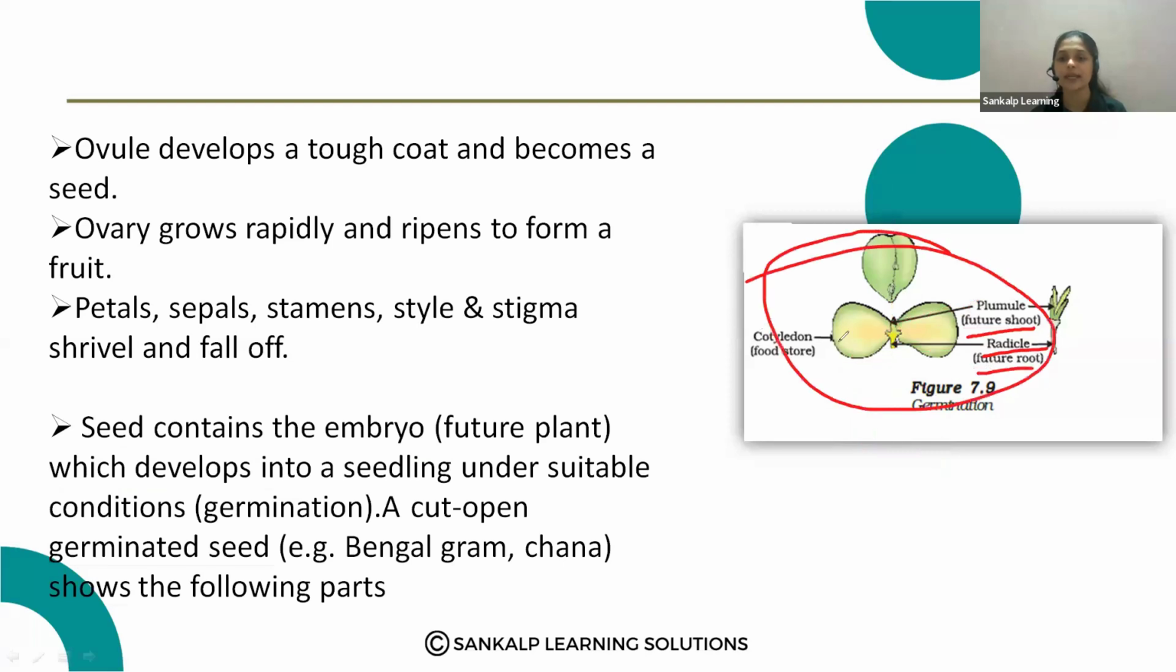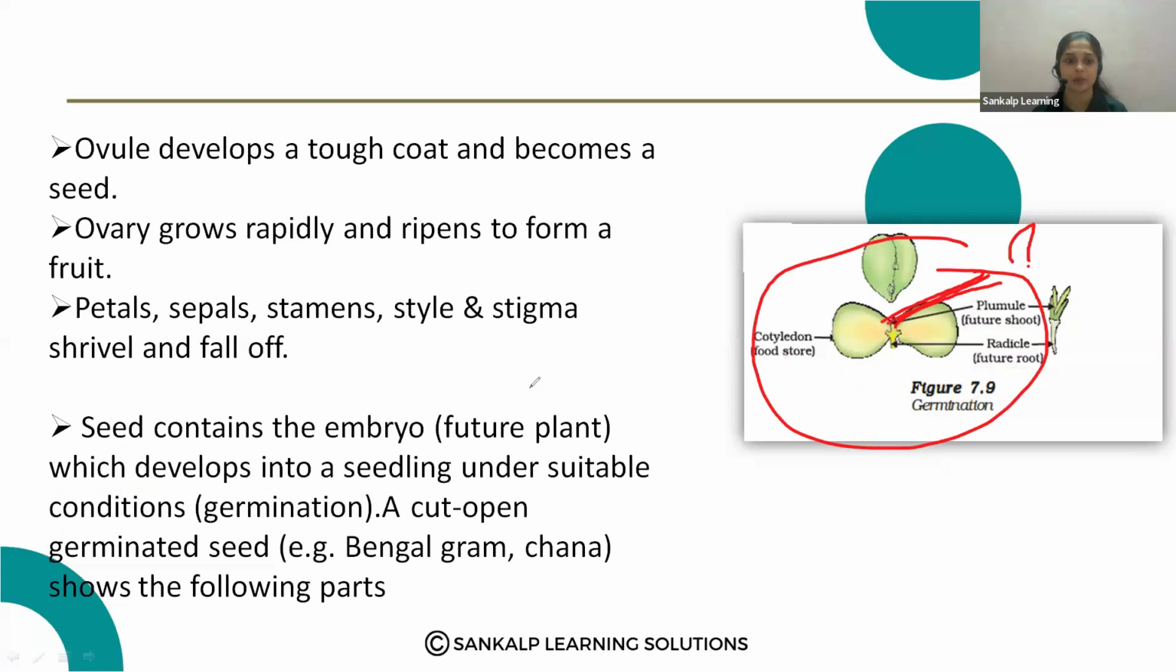Very important, this diagram is asked in the MCQ. They ask you to figure out this part, what is the name of this part? Like that they ask the question. So this diagram is also very important.